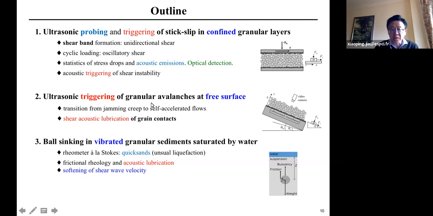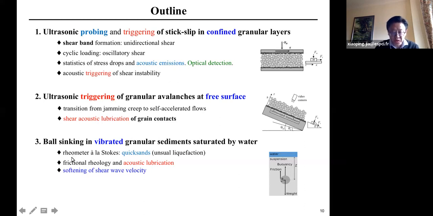And in the second part, we focus on the triggering of the shear instability, but in a weakly stressed medium, for example at a free surface, such as interface sliding or granular avalanches. I will show that precisely small amplitude ultrasound can trigger the instability via, as I mentioned, acoustic lubrication, a shear lubrication of the contact without macroscopic rearrangement of the grains.